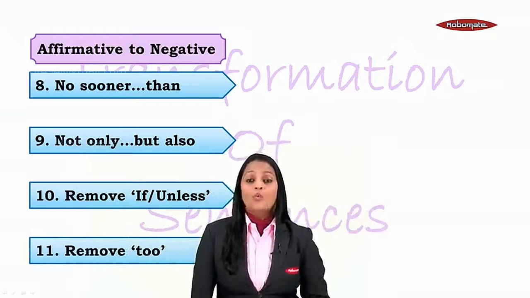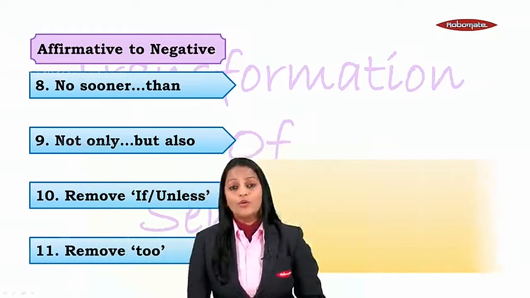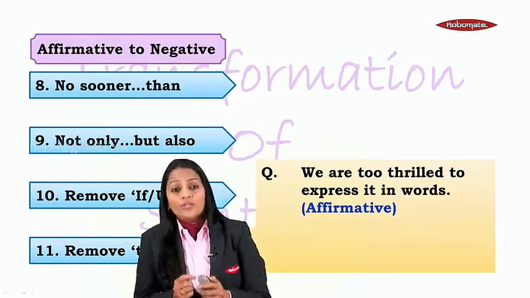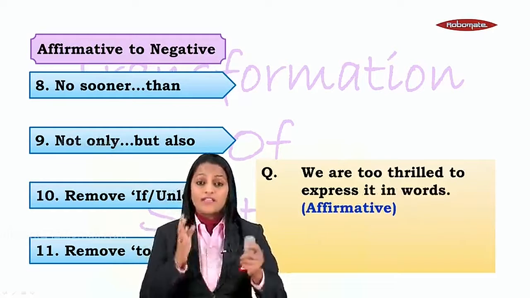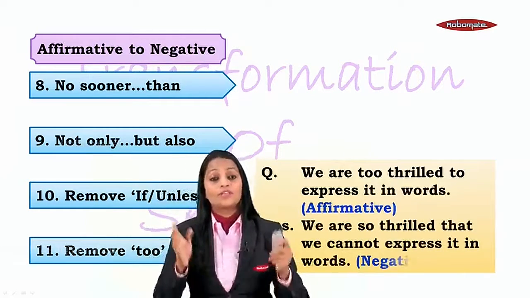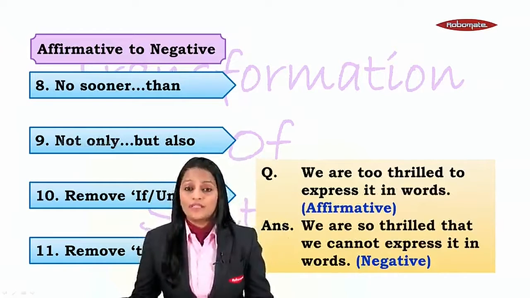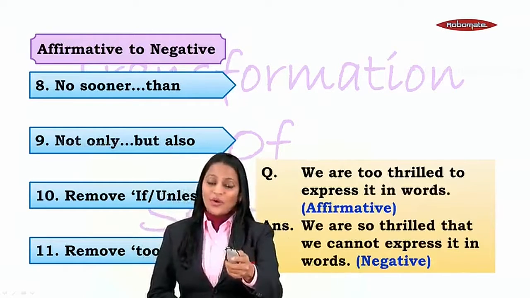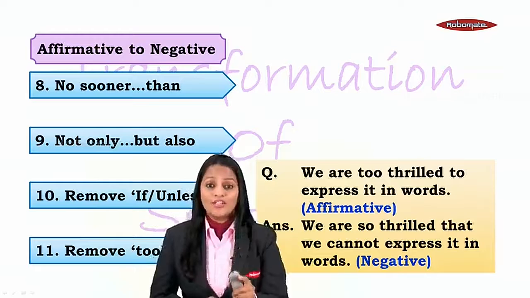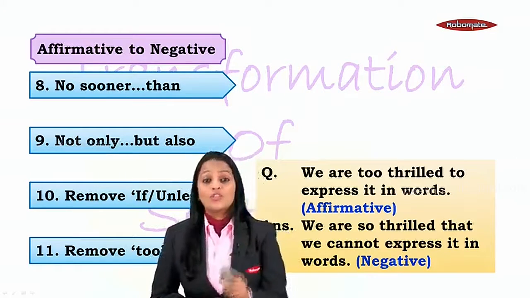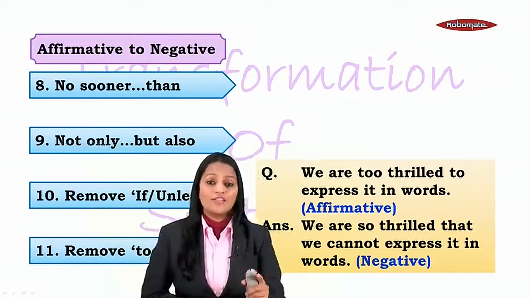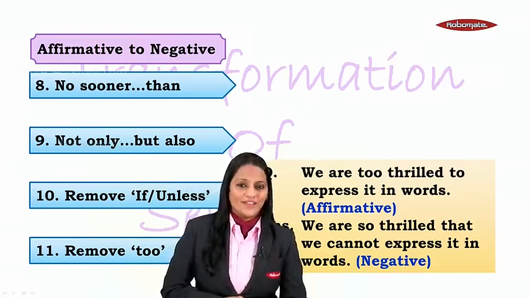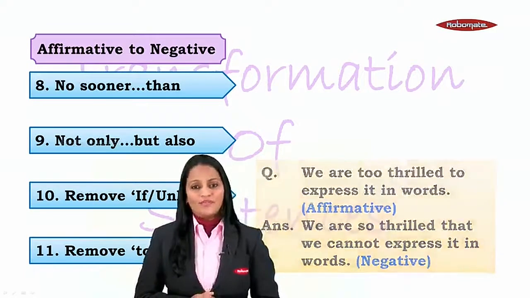And finally, we have removed to. Now how do we do that? Here, we are too thrilled to express it in words. Here it's affirmative. Now we can say we are so thrilled that we cannot express it in words. Students, we've done this also. Remember we said to plus adjective plus infinitive becomes so plus that plus adjective plus a negative. So you can make negative with the help of that.